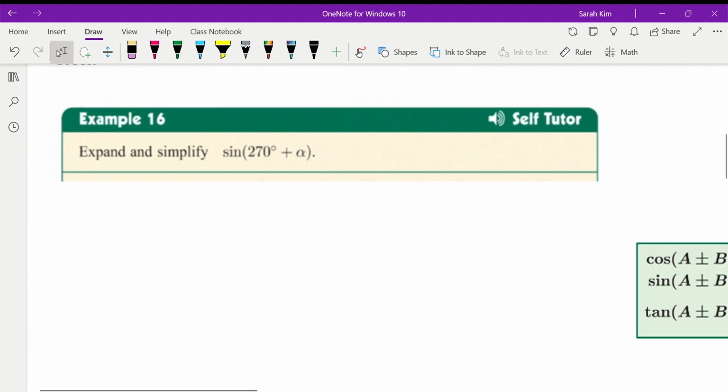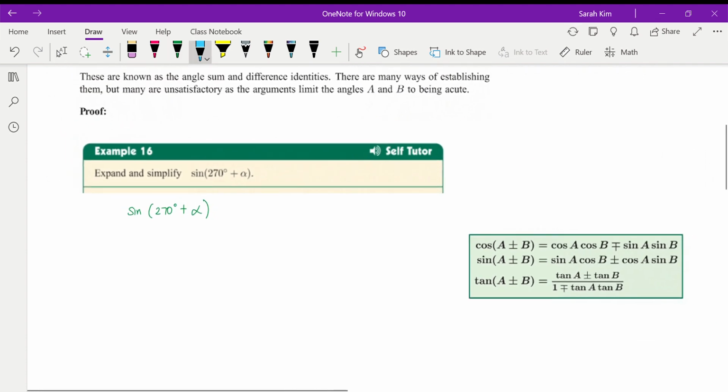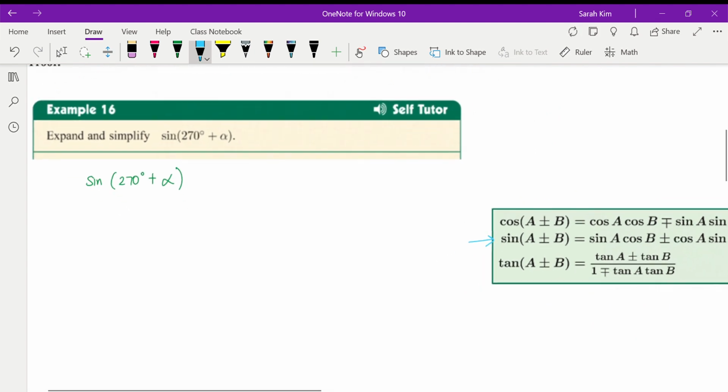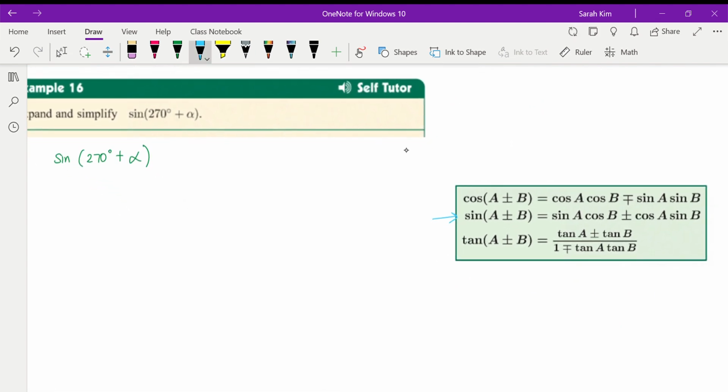Expand and simplify sine of 270 degrees plus alpha. What you need to understand is you're going to be using this identity, and you're going to have 2 angles. So this one's angle A, this one's angle B. That's what you first realize. I'm going to first copy the equation: sine A cos B. And because it's a plus that we're using, you copy the top one, which is a plus. That's how you visualize it.